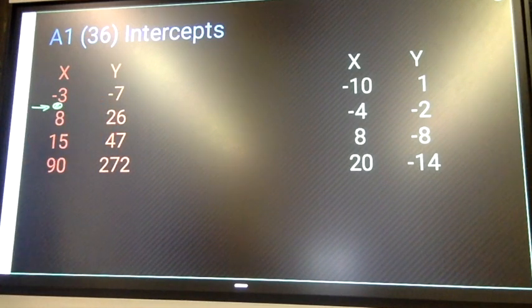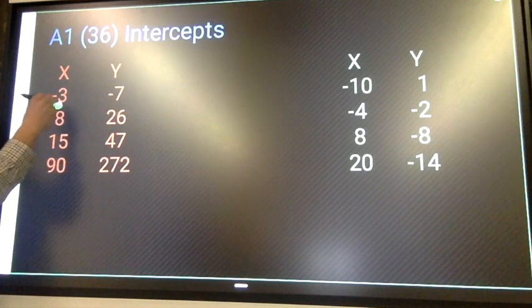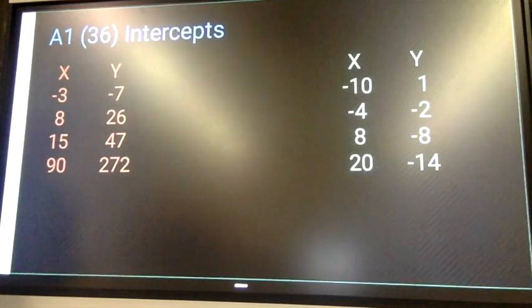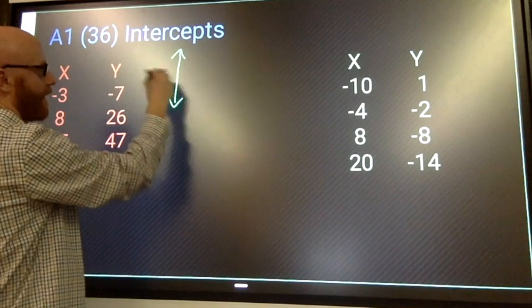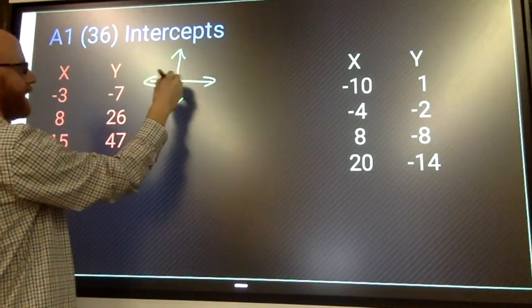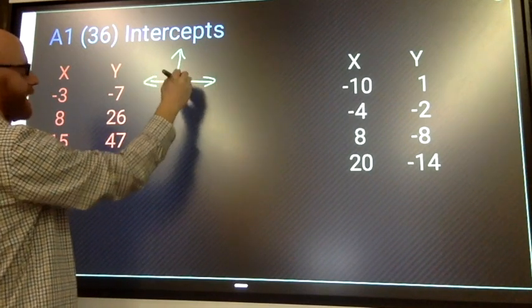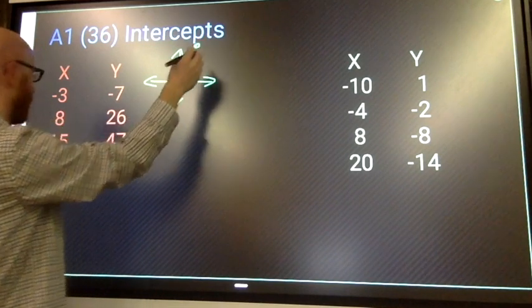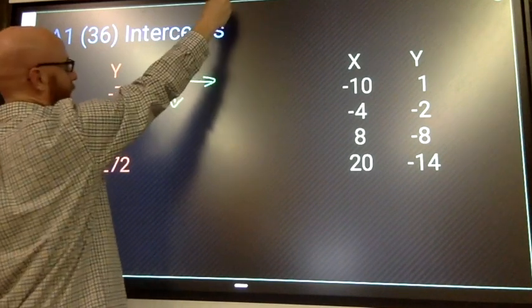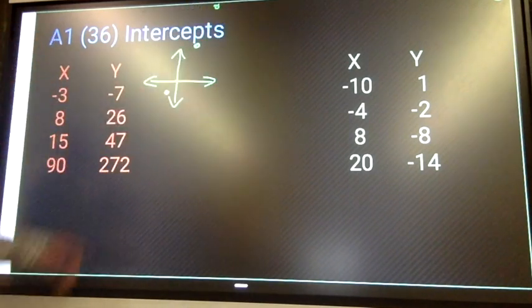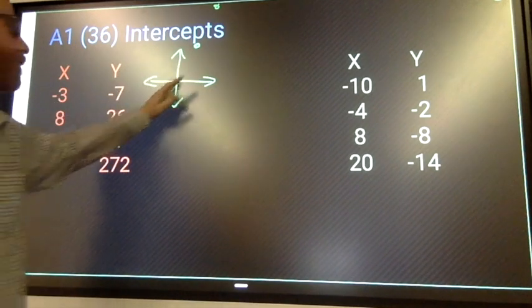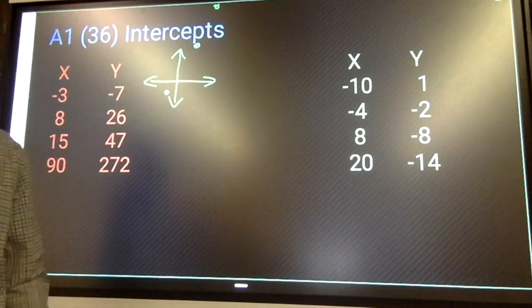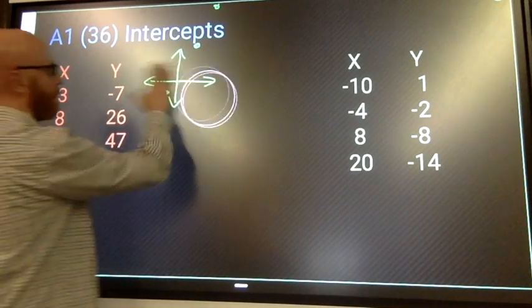There's a couple different things that you can do with this. Number one, you could graph all of these points. Negative 3, negative 7, 8, 26, way up there, 15, 47, way up. I'm going to have a really big graph to graph the points. But you could graph the points and then look for, on your graph, where are the intercepts.